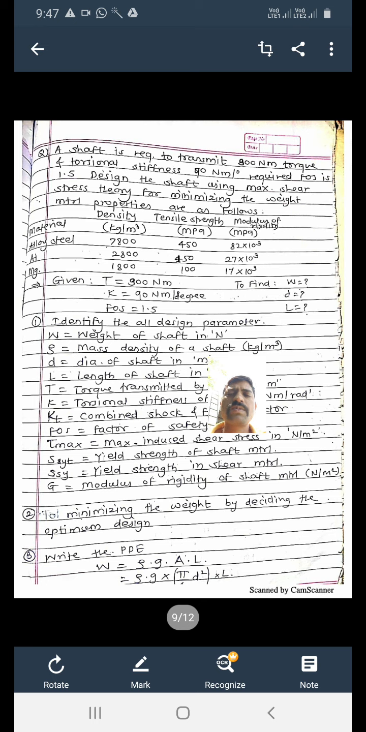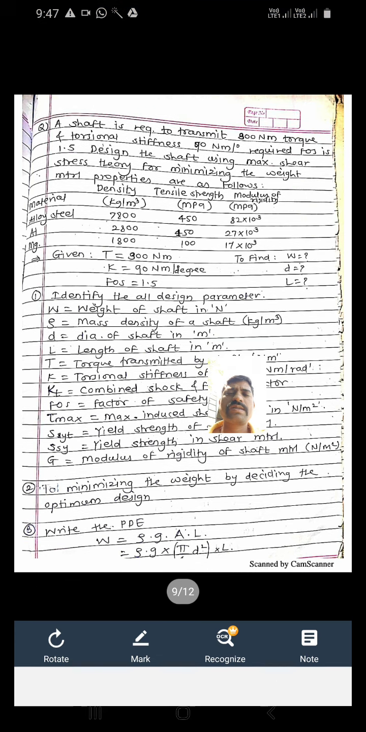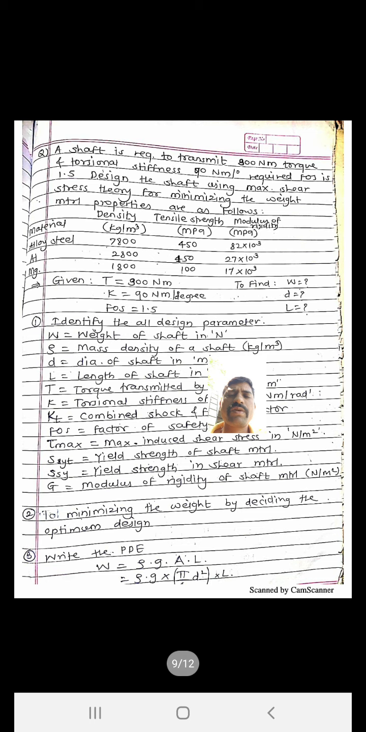7800 kg per meter cube density is given. Then tensile strength is given 450 MPa, or we can say Newton per mm square, and modulus of rigidity, which is denoted by G, is given as 82 into 10 raised to 3 for the alloy steel. In a similar way, these values are given for the aluminum and magnesium. Okay, this is the given data.